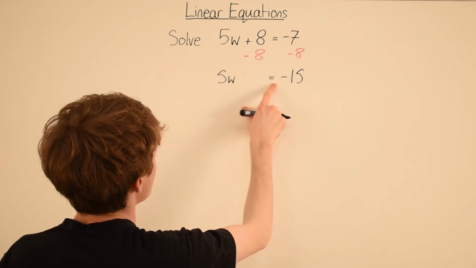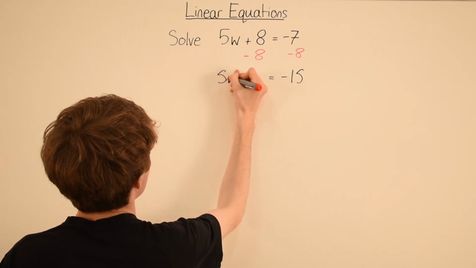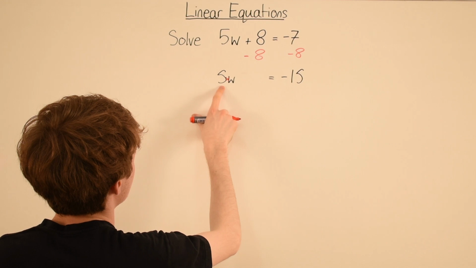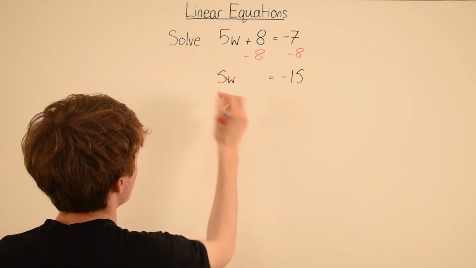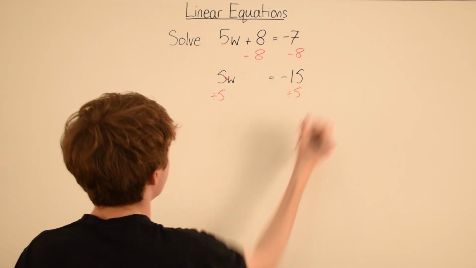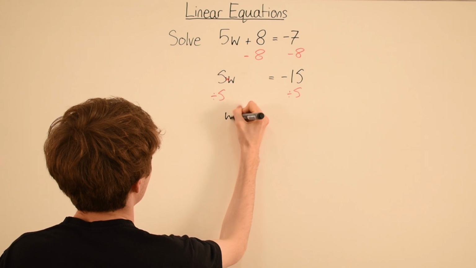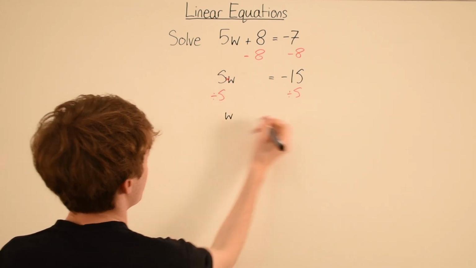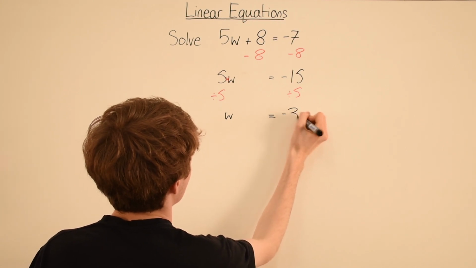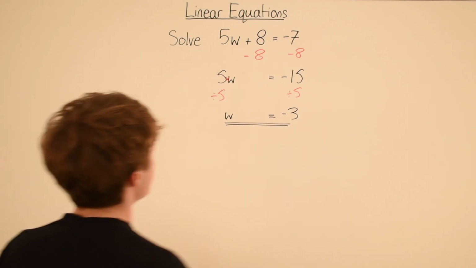Okay, so we've got 5w equals minus 15. Now remember, 5w is really 5 multiplied by w, and the opposite of multiplication is division. So if we want to get rid of this 5, what we've got to do is divide by 5 on both sides of the equation. So what we're left with is just w on the left hand side, because these 5's cancel out. On the right hand side we've got minus 15 divided by 5, which is minus 3. So the final answer is w equals minus 3.